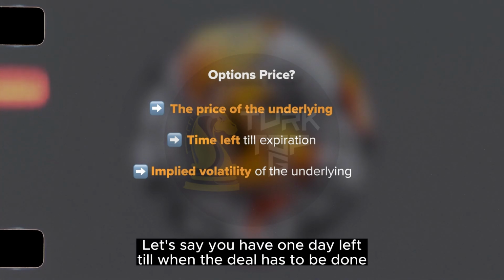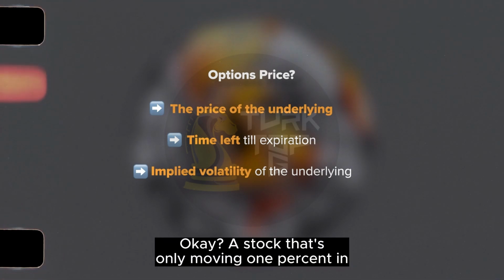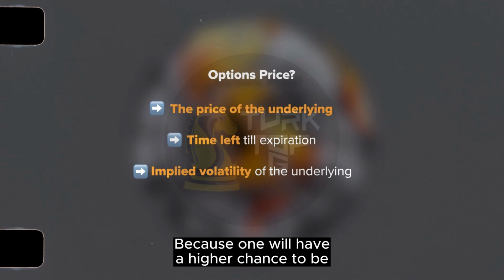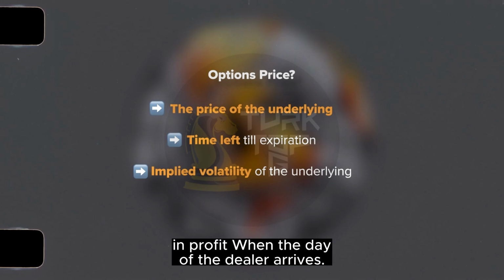Let's say you have 1 day left till when the deal has to be done. A stock that's only moving 1% in a day compared to one that can move 10% in a day, you can see why the value of these two should be different, because one will have a higher chance to be in profit when the day of the deal arrives.